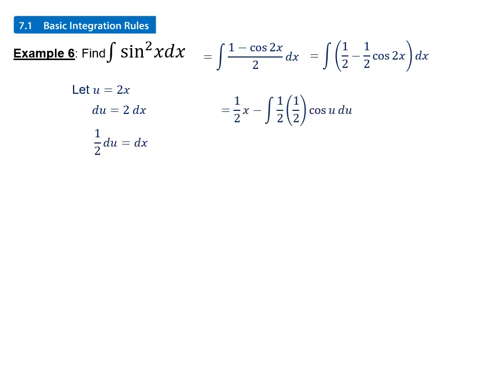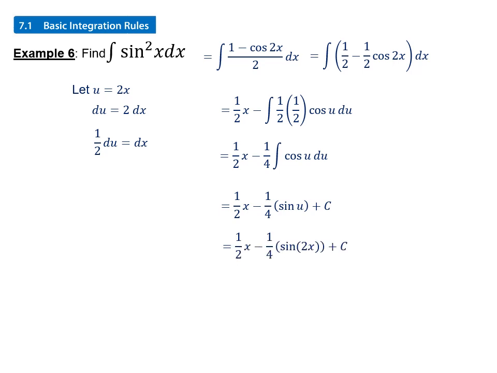So we've got 1/2 x, because that's the integral of 1/2, minus the integral of 1/2 times 1/2 cosine of u du. So that's 1/2 x minus 1/4 integral of cosine u du. So that is 1/2 x minus 1/4 sine of u plus c. Again, u is 2x. And that simplifies it.